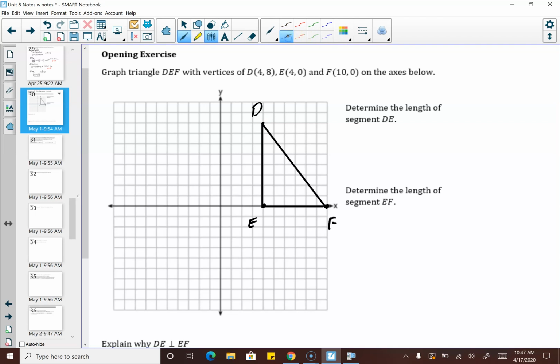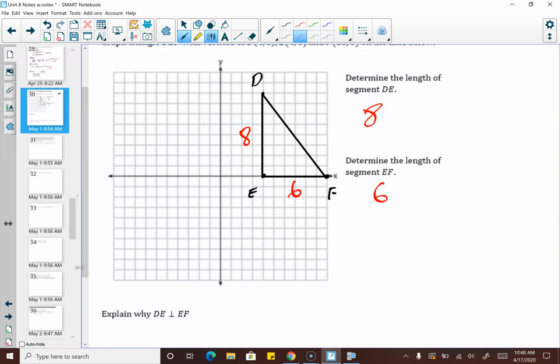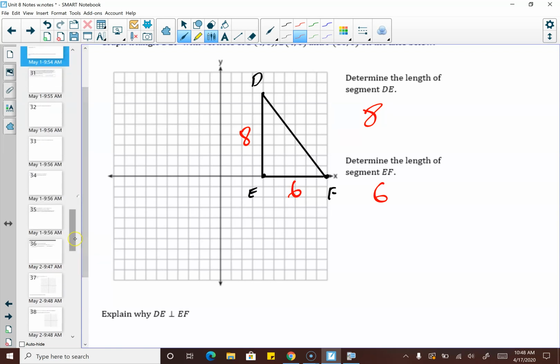Okay, so determine the length of DE. Now that's easy because it is a vertical line. So then what we're going to do is just count our boxes. When we count our boxes here, we should see that we have 8. Then we determine the length of EF. All right, well, EF is easy because it's horizontal. We determine the length to be 6. Okay, so those are easy. Horizontal and vertical lines, very easy from a graph.